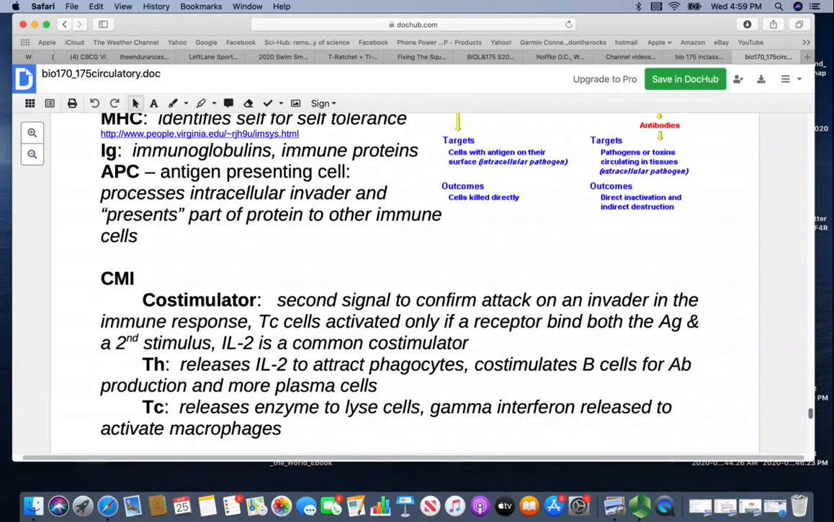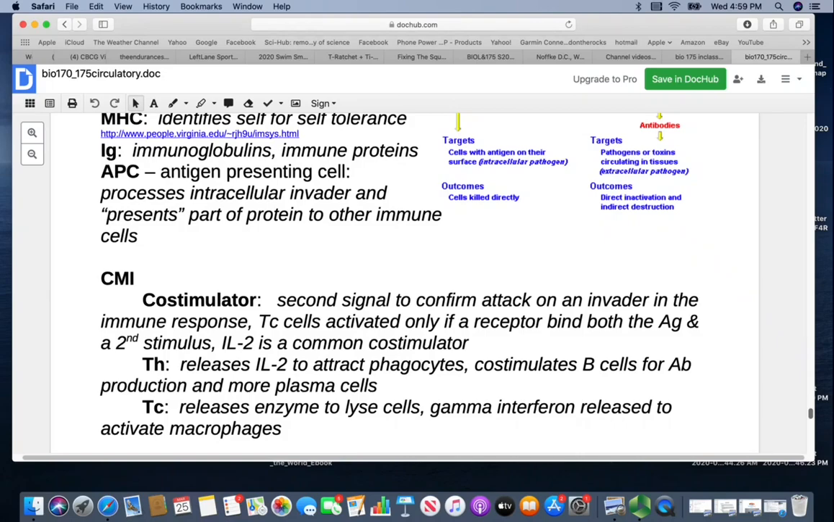So when we look at the cell-mediated immune response, once you have presented that antigen out there, the other thing that your immune system is going to need is a co-stimulator. It's a second signal to confirm that it's okay to attack that invader. Your body really does not want to attack itself. So your cytotoxic T cells are only going to be activated if a receptor binds both the antigen and gets a second stimulus to confirm that it's okay to do the attack. A common co-stimulator is IL-2, but there are several others out there.